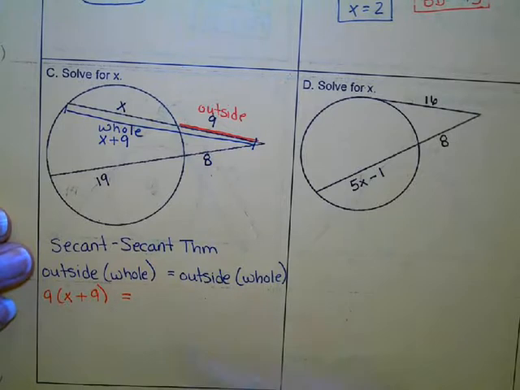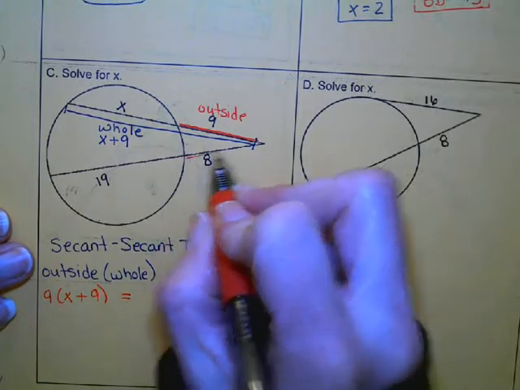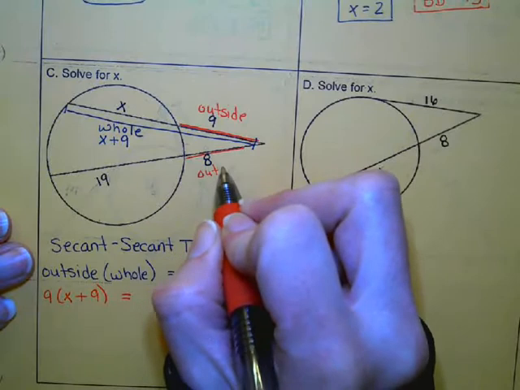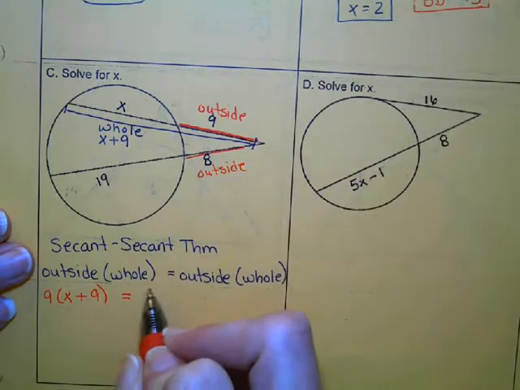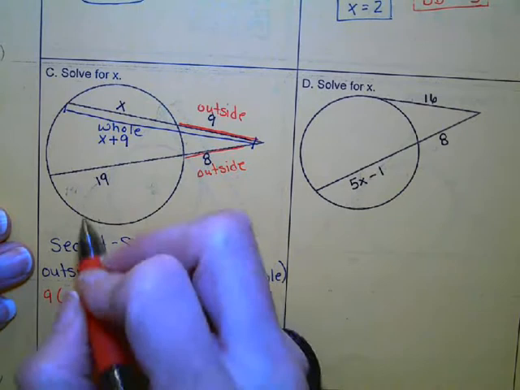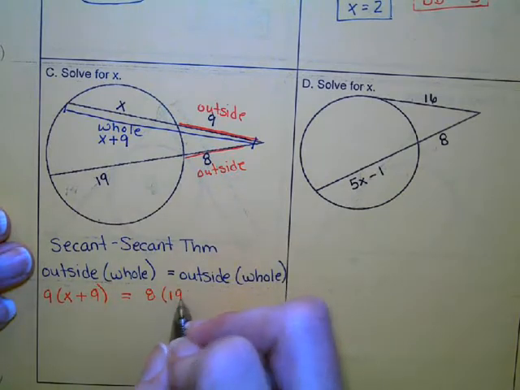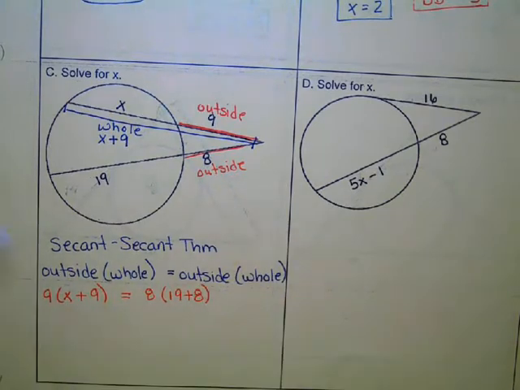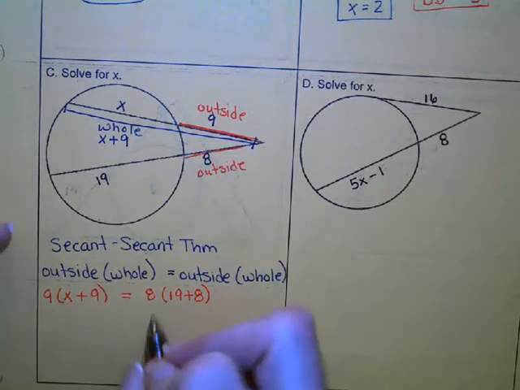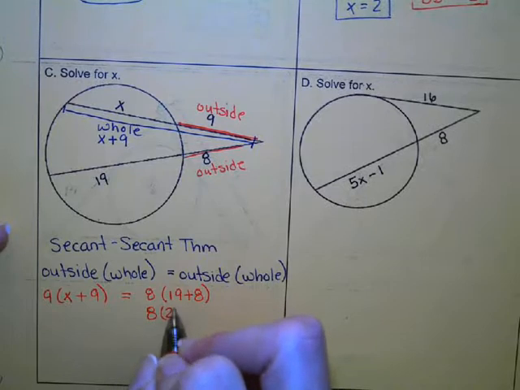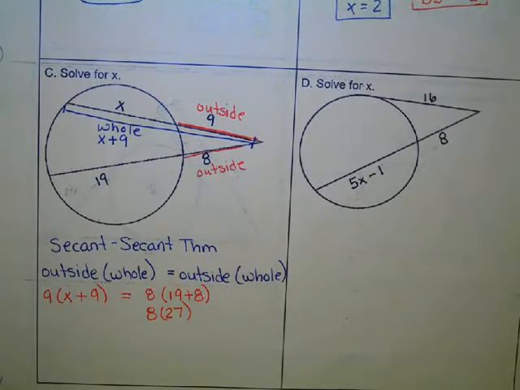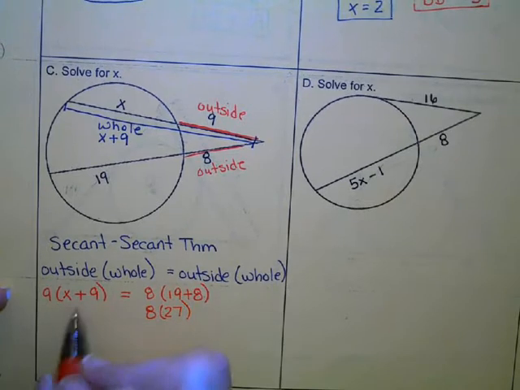On the bottom one, this part is outside the circle, so we'll say 8 times the whole length, which would be 19 plus 8. You can add that in your head if you want, or you can distribute if you want. I typically just do 19 plus 8 and say the whole length is 27. So 8 times 27. I'm going to distribute this and say 9x plus 81 equals 216.